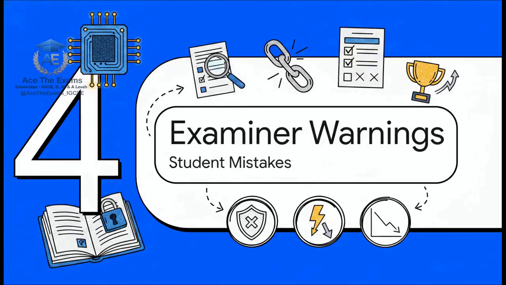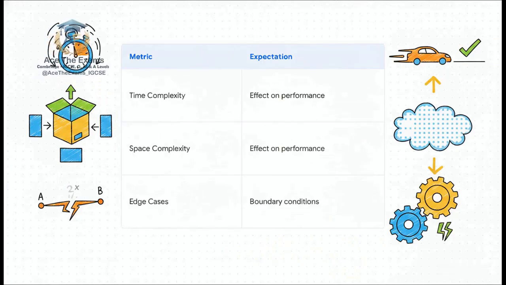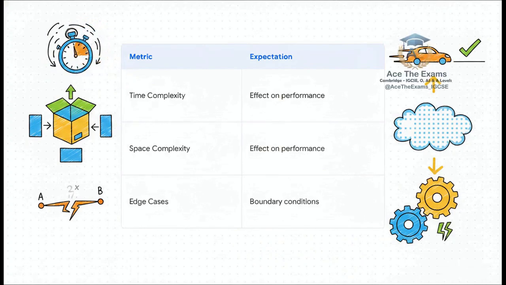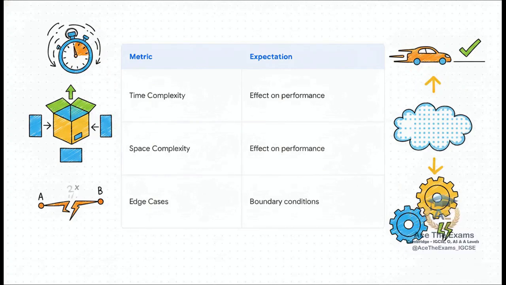Let's move into Section 4. Examiner warnings, the top 3 traps. Let's evaluate exactly where things go wrong for most students by looking at direct feedback from the principal examiner reports. When evaluating algorithm quality and bus width performance, you absolutely must systematically identify time complexity, space complexity, and those really tricky edge cases. For instance, if a question asks how upgrading an address bus from 16-bit to 32-bit affects the system, you have to think in these dimensions.